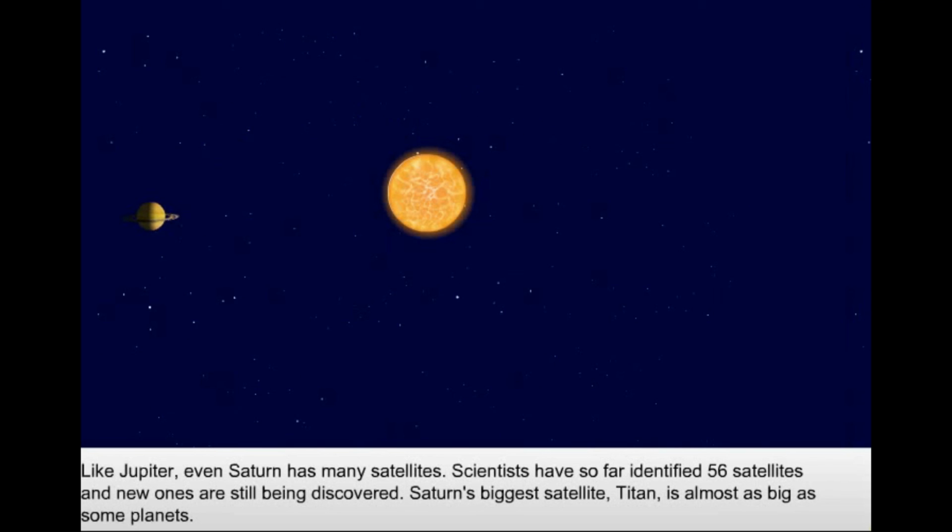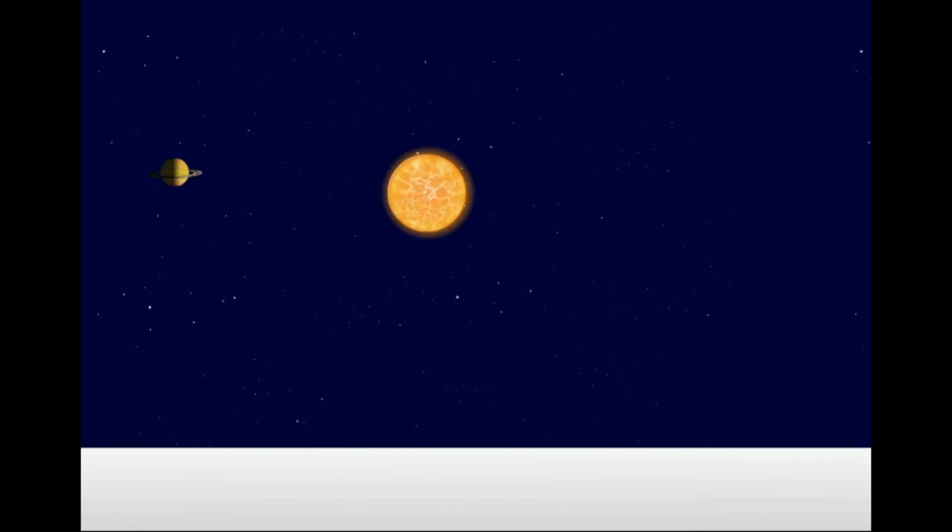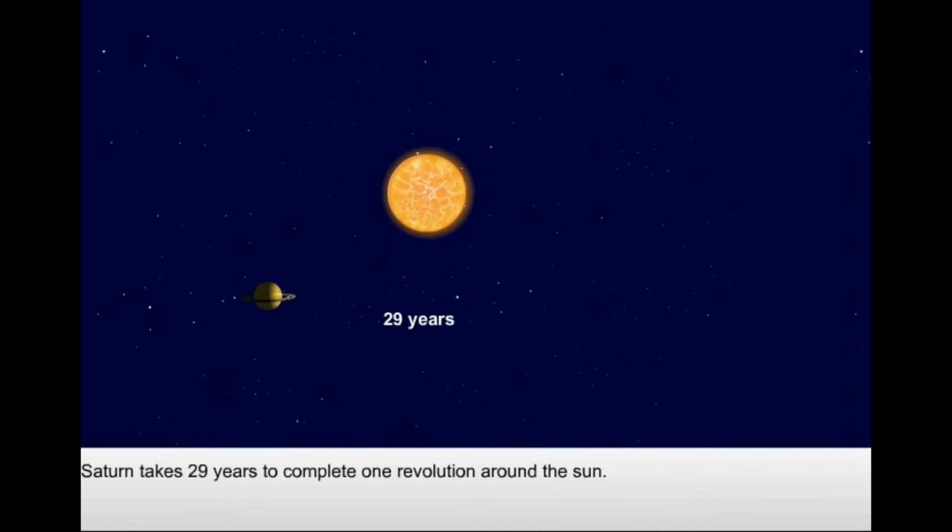Scientists have so far identified 56 satellites, and new ones are still being discovered. Saturn's biggest satellite, Titan, is almost as big as some planets. Saturn takes 29 years to complete one revolution around the Sun.